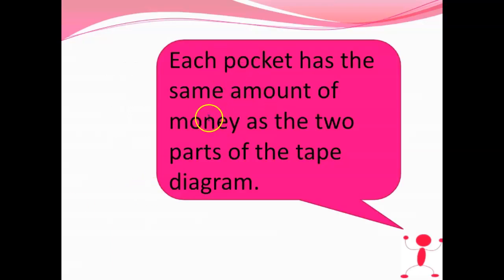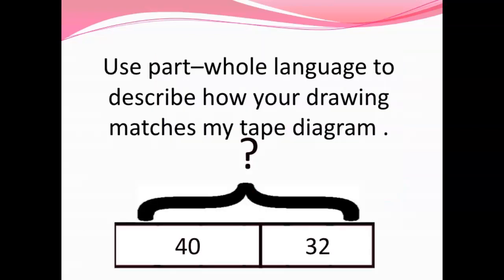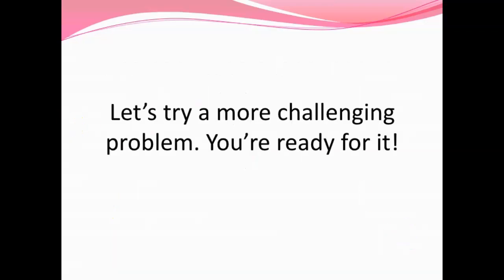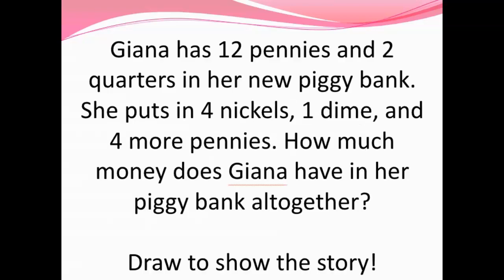I said each pocket has the same amount of money as the 2 parts of the tape diagram. So, for example, the first part of my tape diagram matches pocket 1. The second part of my tape diagram matches pocket 2. I'm putting these 2 parts together to find the whole. Now let's try a more challenging problem because I know you're ready for it.